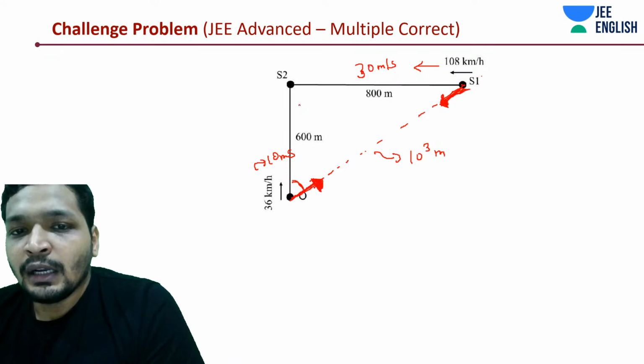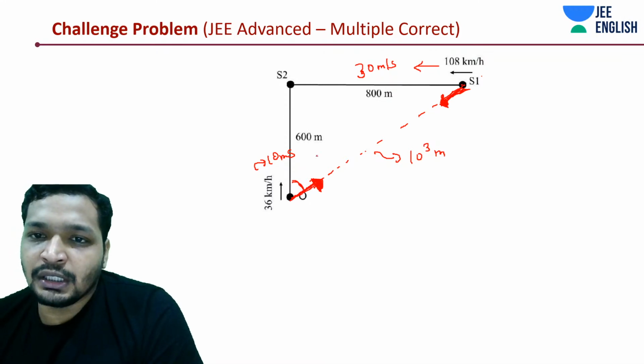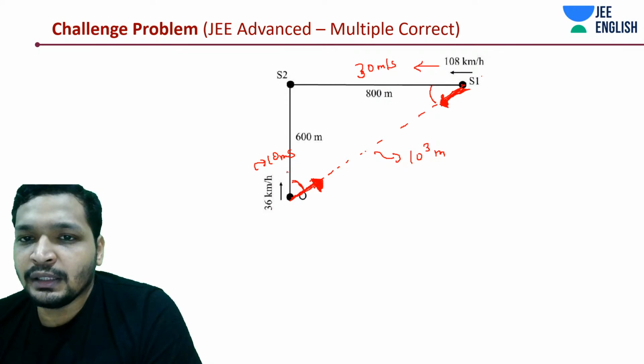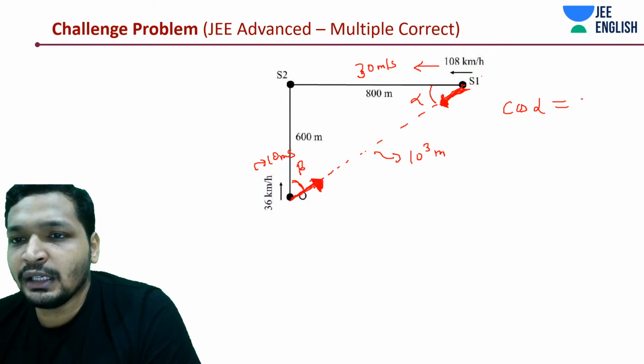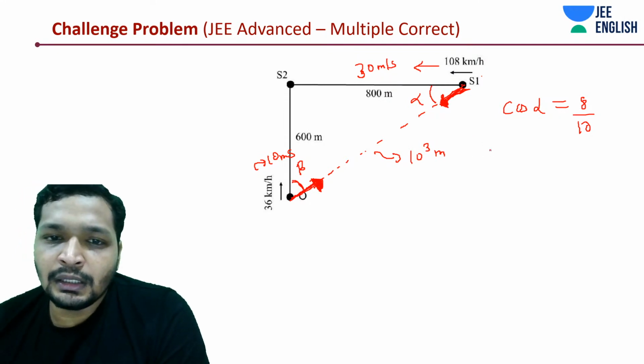Now let's do a thing. We need to find out the components along, towards each other, which is basically going to be the cos of this angle. Let's call this alpha and this beta. What is cos of alpha? Cos of alpha is 800 by 1000, which is nothing but 8 by 10. And what is beta? Beta is going to be cos of beta.